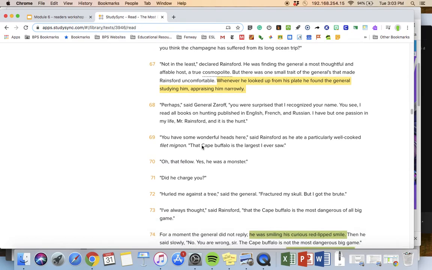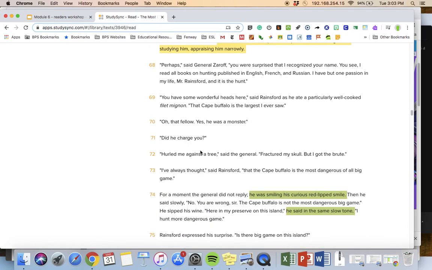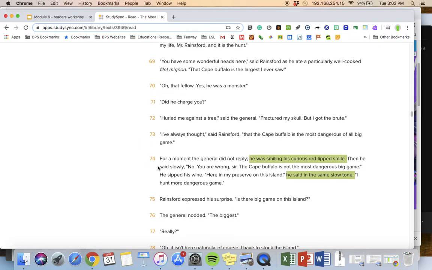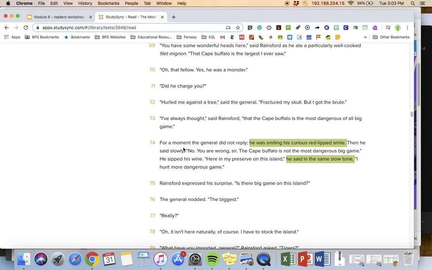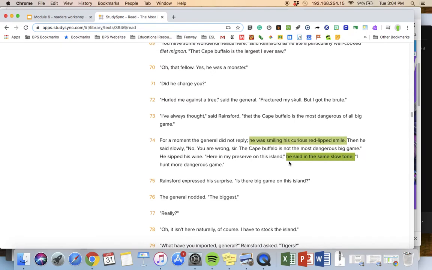So I kept reading, and I was paying attention to when the general talked and the dialogue tags, and I found some in paragraph 74 that gave me some clues about how he was acting. The general starts to talk about hunting and killing things and becoming less and less satisfied with hunting because it was getting boring to him. And every time he talked about killing something, I saw the dialogue tag that he was smiling with a curious red lip smile, this one says. Or he's talking in a slow, almost menacing tone here. That was curious to me. I was a little bit freaked out that he would be talking about killing something, but also be smiling at the same time.